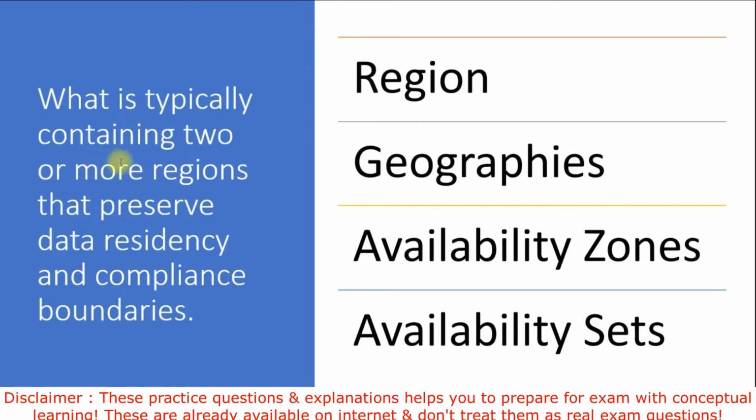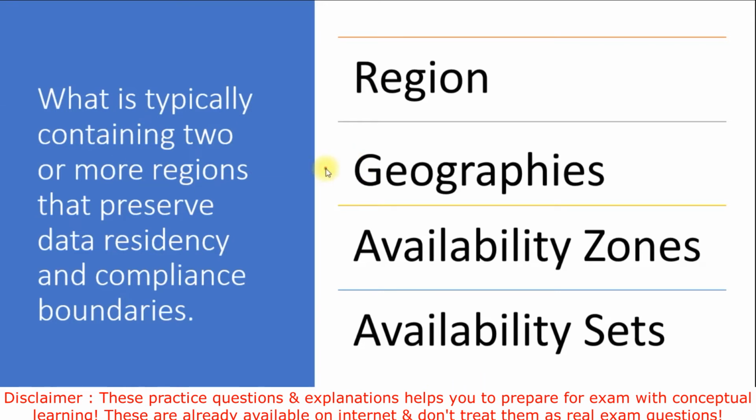In this question, they are asking what typically contains two or more regions that preserve data residency and compliance boundary. The options we have are region, geographies, availability zone, and availability set. For this question we will go with geographies, because geographies typically contain two or more regions that preserve data residency and compliance boundaries. So our answer will be geographies. Let's talk about the next question now.